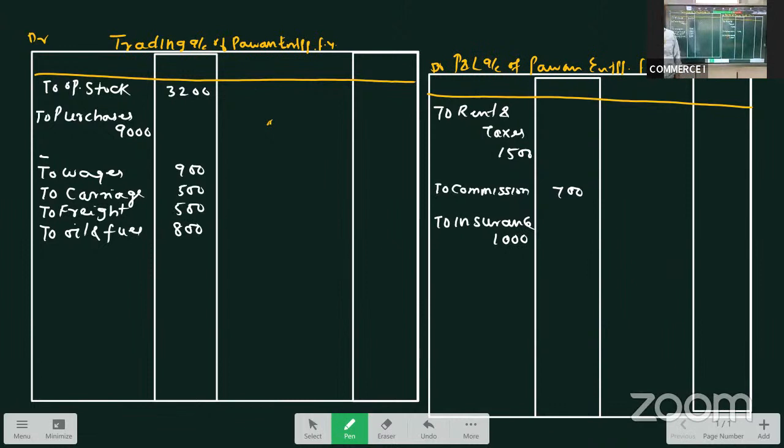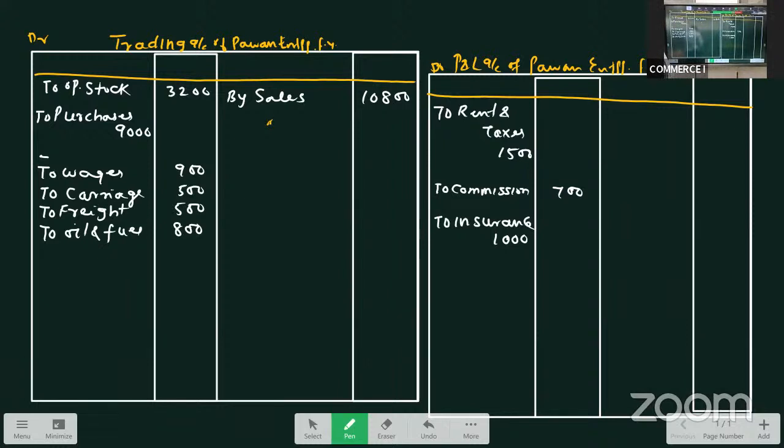I'm writing it in your column because we have an adjustment on that, prepaid insurance. Then sales. Sales are 10,800. We did not come across returns. If returns are there, those will appear on the debit side only. On the debit side, we did not have any returns. So these are net figures.